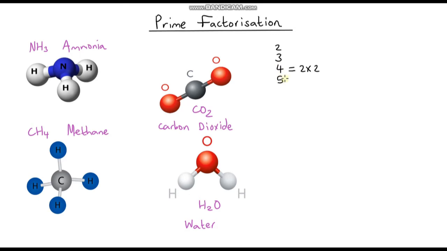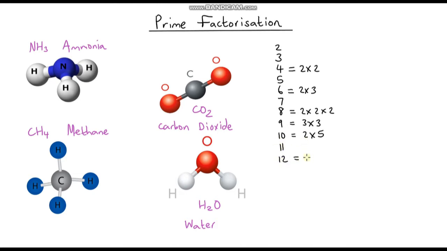We move on to 5. Well, 5 is a prime number. 6, just like 4, 6 can be broken down. 6 is the same as 2 times 3. 7 is prime. 8, well, 8 can be written as 2 times 2 times 2. 9 can be rewritten as 3 times 3, and both of these are prime numbers. 10 can be written as 2 times 5. 11, well, 11 we can't break that down any further, that is a prime number.